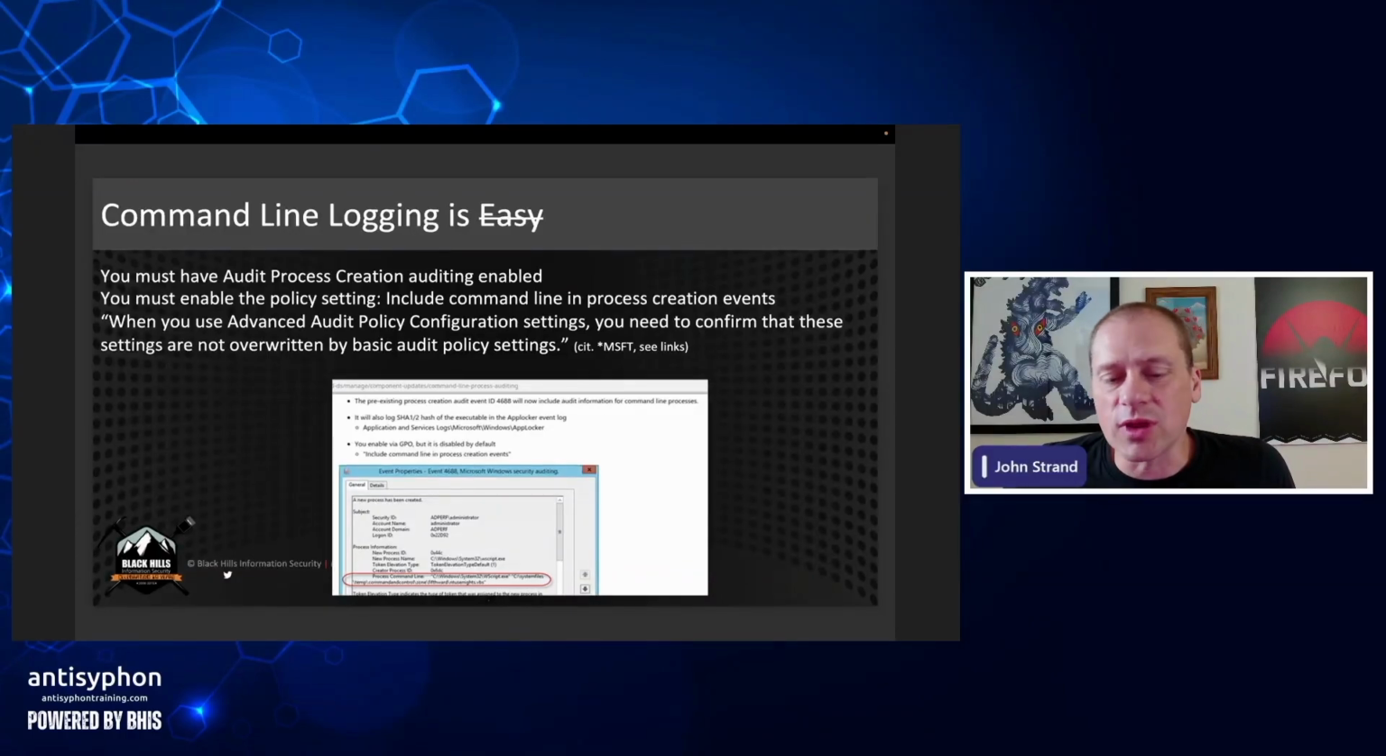This is just kind of a case study of what it takes to actually get logs that provide value to you and the security team. The first thing you do is you have to have audit process creation auditing enabled. You have to have enabled in your policy settings to include command line and process creation events. You have this warning that pops up that says when you use advanced audit policy configuration settings, you need to confirm that these settings are not overwritten by the basic audit policy settings.